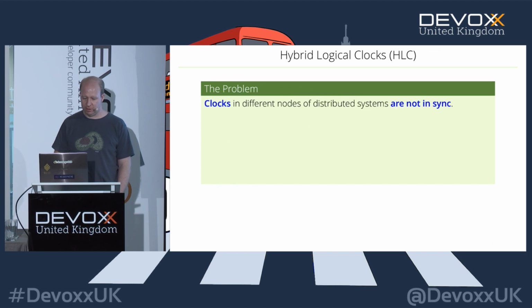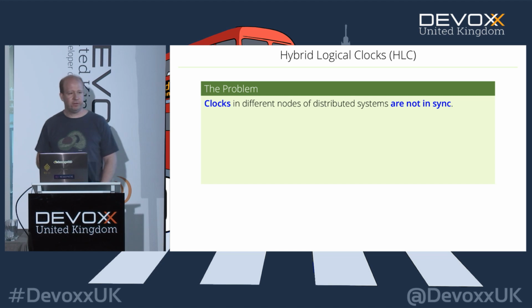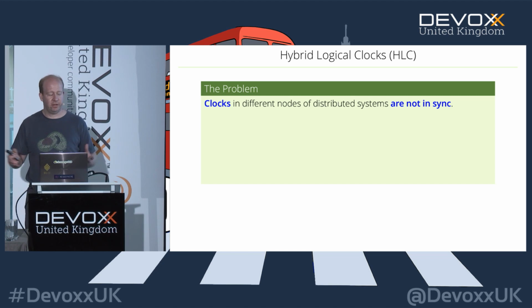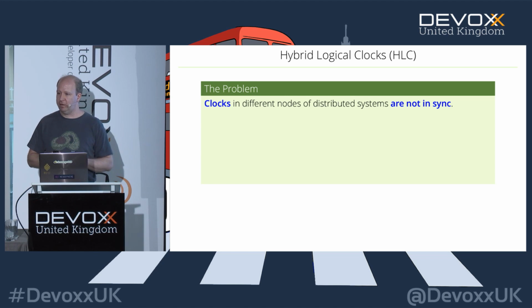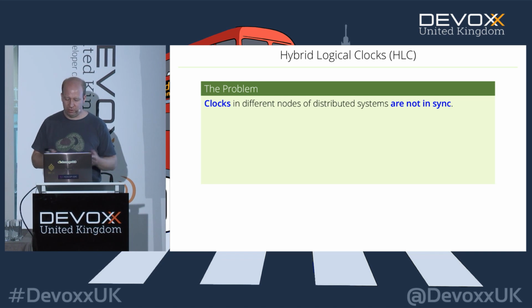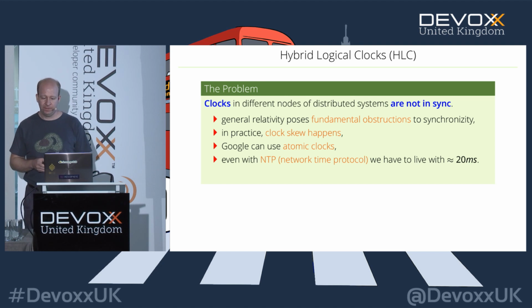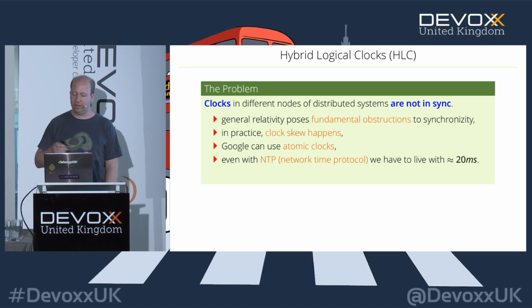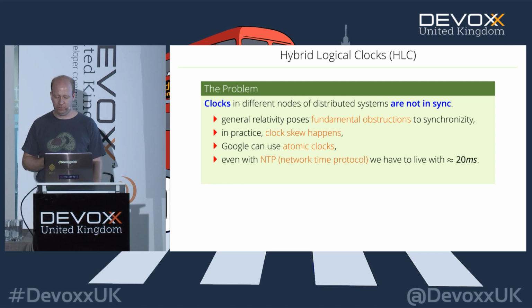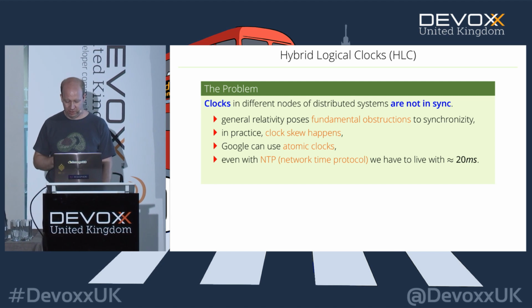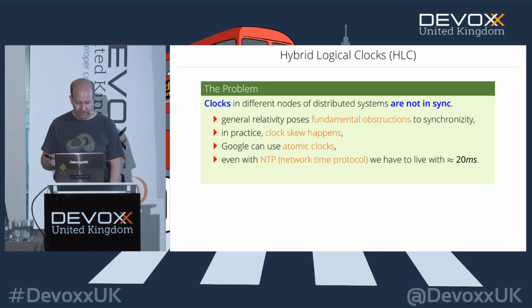Okay, on to the next one, hybrid logical clocks. If you have a distributed system, and now we are really talking distributed systems, then as a matter of fact, your clocks will not be in sync. There's nothing much you can do about it. Even if you use the network time protocol, you have to live with something like 20 milliseconds. You can bound the clock skew somehow, but it's there.